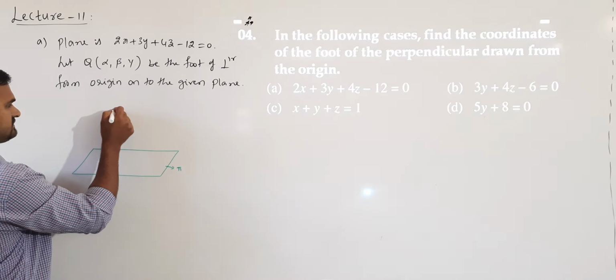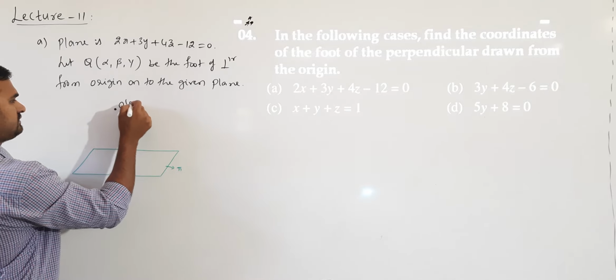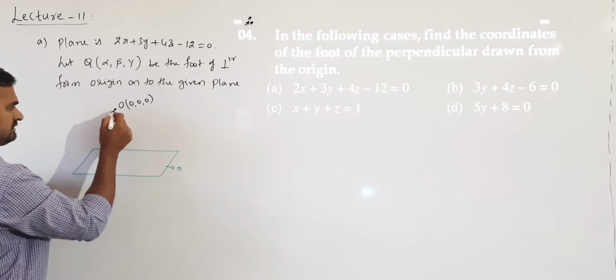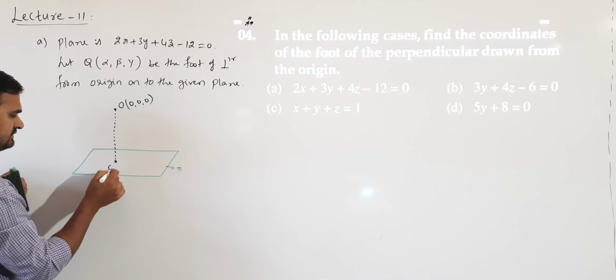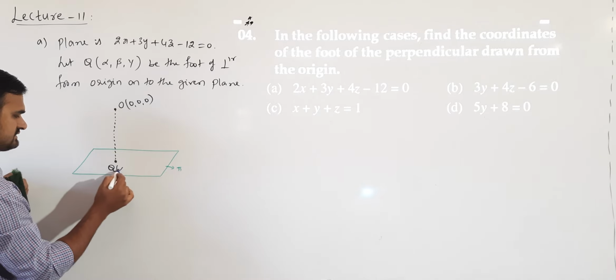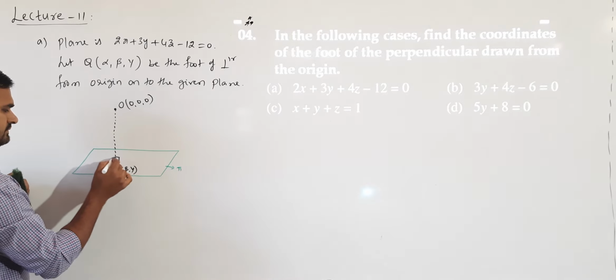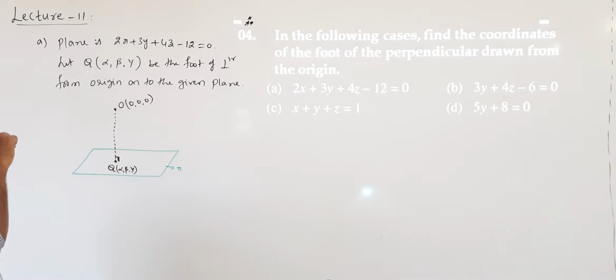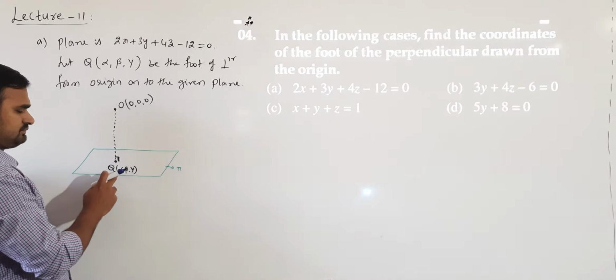Origin is given, so we know the origin coordinates 0, 0, 0. Now from this origin we are drawing a perpendicular onto the plane. So this is Q, which is alpha, beta, gamma. Now here, what concept can we use to find the coordinates of Q?